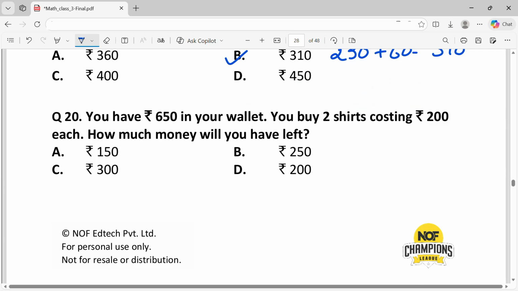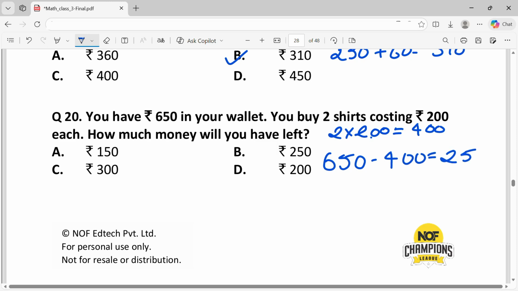Question 20. You have rupees 650 in your wallet. You buy 2 shirts costing rupees 200 each. How much money will you have left? So the cost price of 2 shirts is 2 into 200, that is equal to 400. Amount left will be 650 minus 400, which is equal to 250. That is option B, rupees 250.